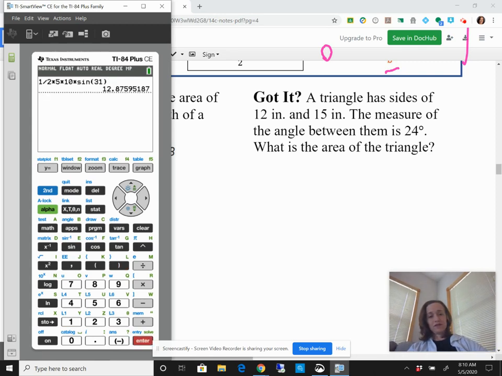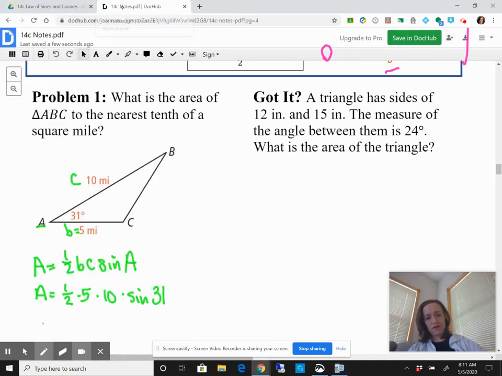All right, so I hit enter. It is 12 point, and let's just round. It said round to the nearest tenth, in square miles, so that would be 12.9.